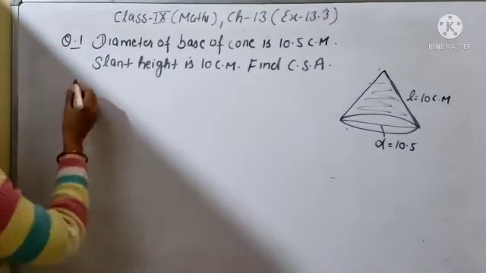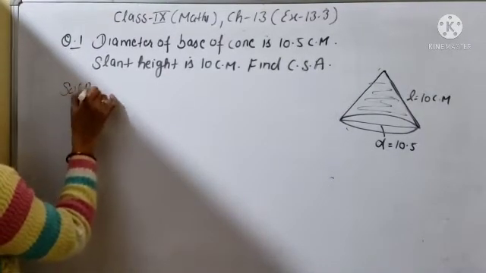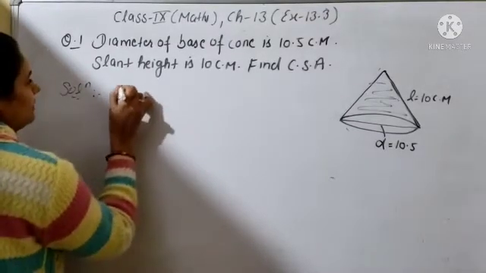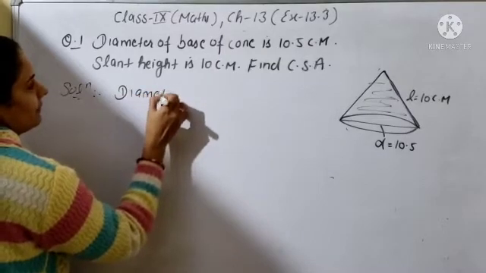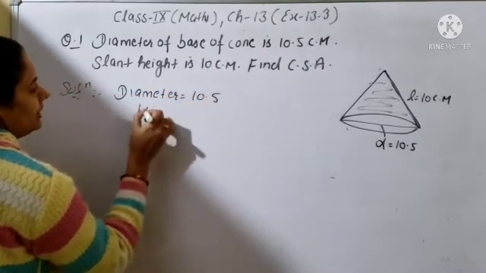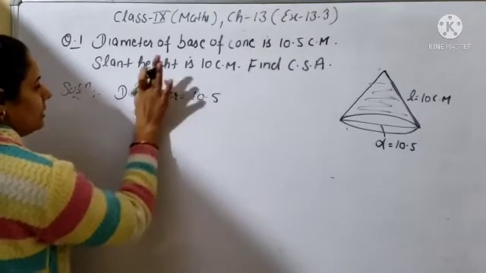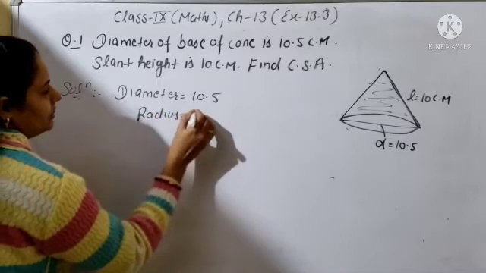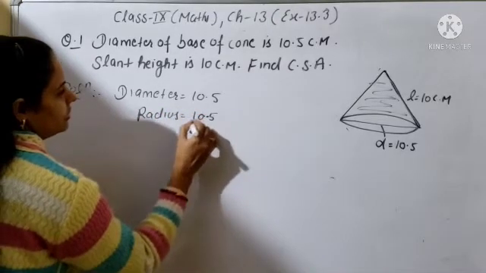What will you do? Here simply you will write the solution. For writing the solution, first of all, what is given in the question you will write down. So here the diameter of the base of the cone is given, 10.5 centimeter. So what will be the radius? You can see the radius will be half of the diameter. So it will be 10.5 divided by 2.